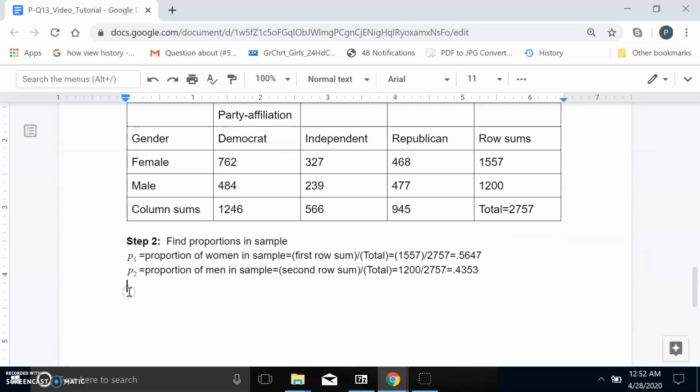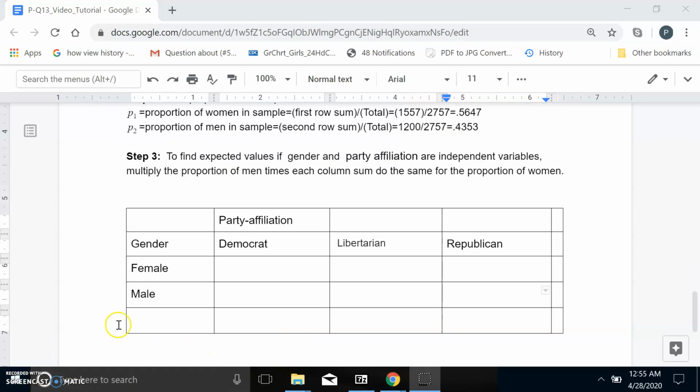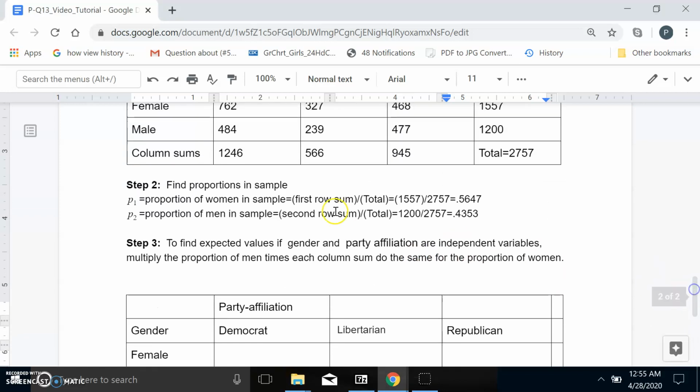Okay, so here's step 3. It says to find the expected values if gender and party affiliation are independent variables. Multiply the proportion of men times each column sum, do the same for the proportion of women. Okay, so I pasted my table here, so let's follow what it says. Let's look at the first column sum. It's 1246.